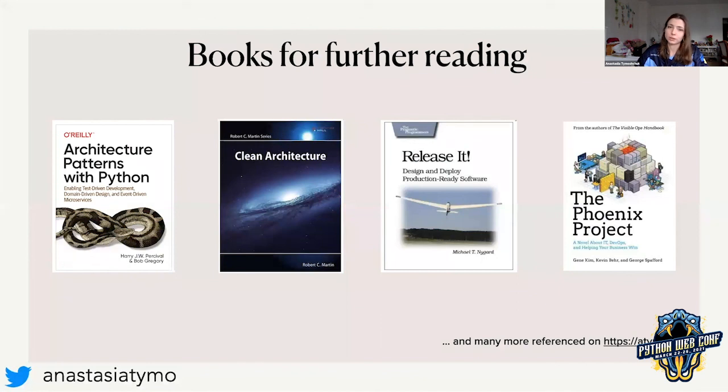And a few books to read for you when you have time. Architecture Patterns with Python, I really like it. The Clean Architecture, Release It book, that's the book which I already mentioned. And of course, The Phoenix Project. So how can everything be so broken that you will have to improve it and improve it fast?